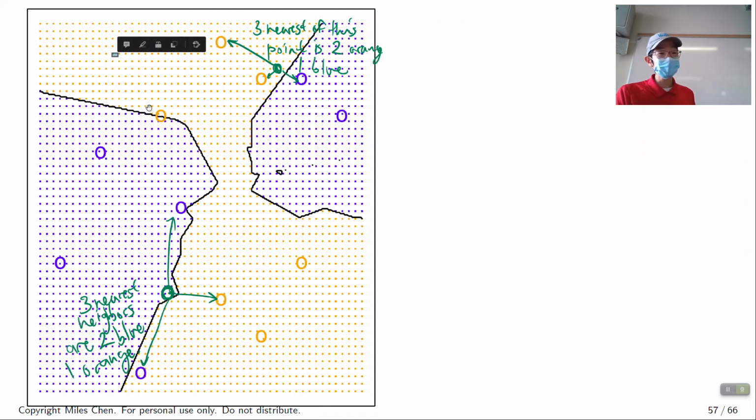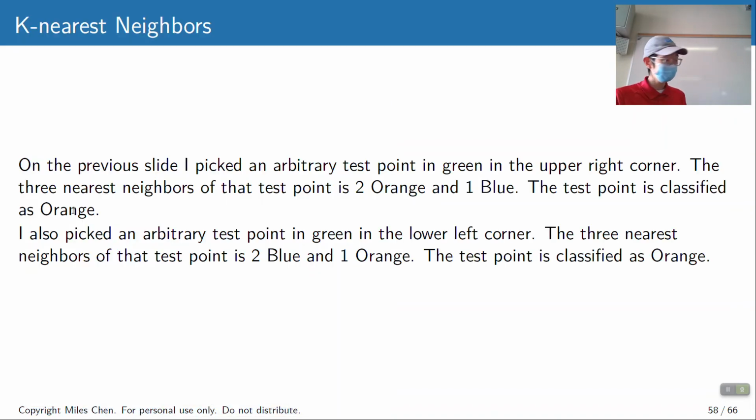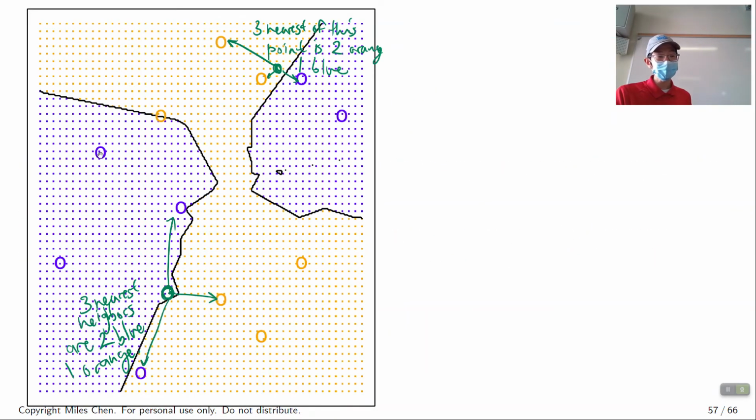And so for this point, the 3 nearest neighbors are probably these 3 points. 2 are orange and 1 is blue, and therefore it's going to get classified as orange. Whereas if I go over here, what are the 3 nearest neighbors to this point? Probably these 3 points. And so we have blue, blue, orange, and we're going to get blue. Over here, you get 3 blue, and so this is all blue and stuff like that. And that's basically how this map is drawn.